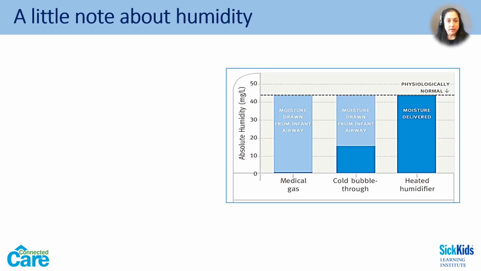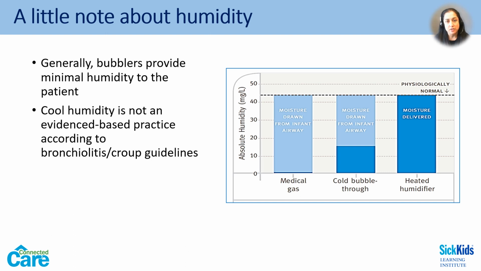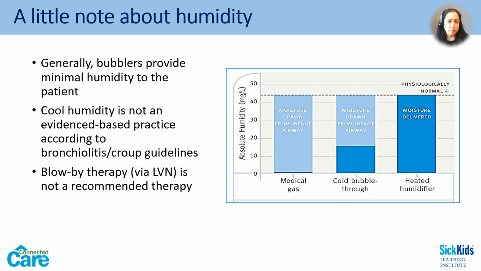So just a little note about humidity. Generally, bubblers provide minimal humidity to the patient, and we know that cool humidity is not an evidence-based practice according to bronchiolitis and croup guidelines. In addition, blow-by therapy via large volume nebulizer is also not recommended therapy. The exception is when a large volume nebulizer is used with a tracheostomy mask, when heated high flow cannot be used. And any aerosolized humidity is considered an aerosol generating medical procedure, or an AGMP.